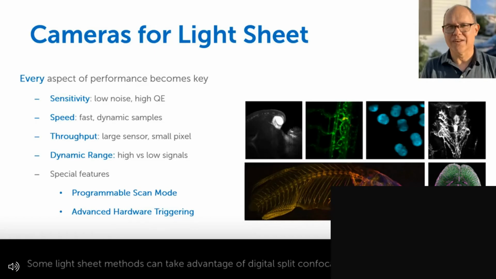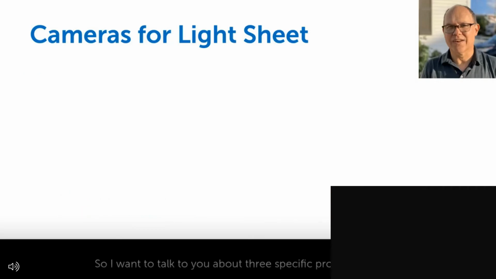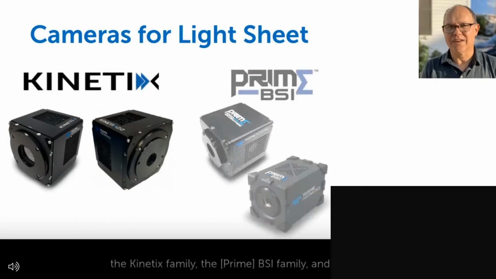Some light sheet methods can take advantage of digital slit confocal approaches, where the output of the camera is matched to the position of the illumination line to enhance contrast. All of the cameras presented today utilize our programmable scan mode to enhance axial focus or swept pencil beam sheet generation. I'm going to talk to you about three specific product families: the Kinetics family, the BSI family, and the Iris 15.